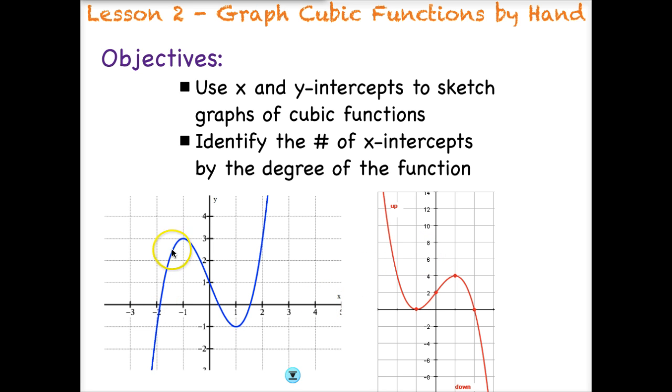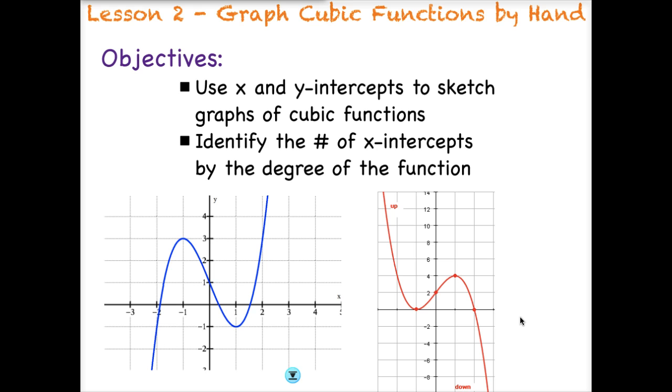So notice the turning points. We have 1, 2 in the first one, 1, 2 in the second. That indicates that this has a degree of 3. Remember that if we take the degree minus 1, that tells us the number of turning points.